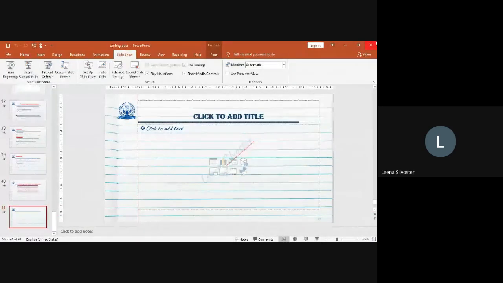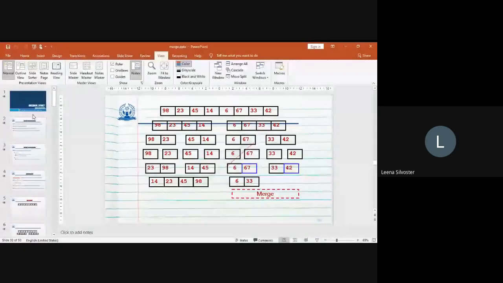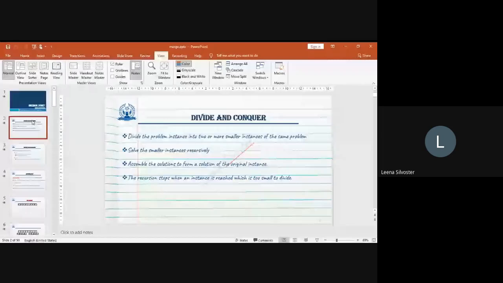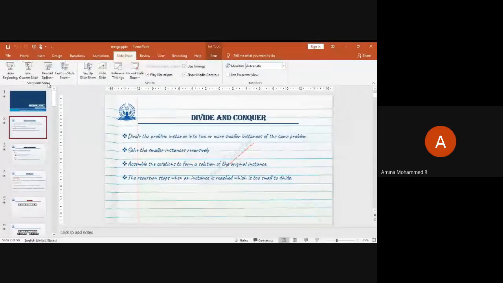Next, we will continue with the next sorting. We will move to merge sort. Can you view the slides?